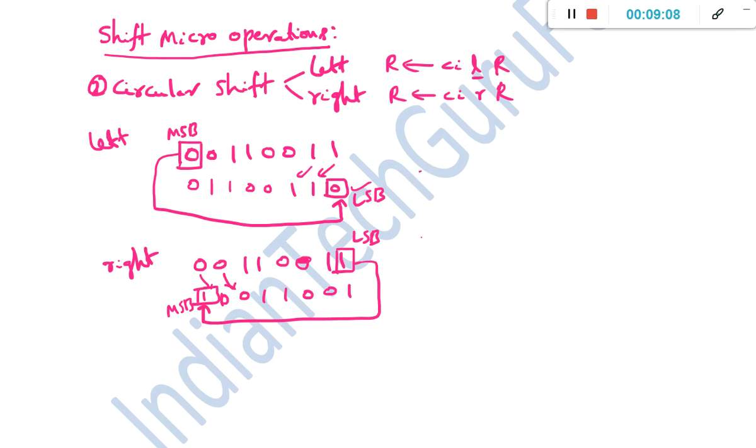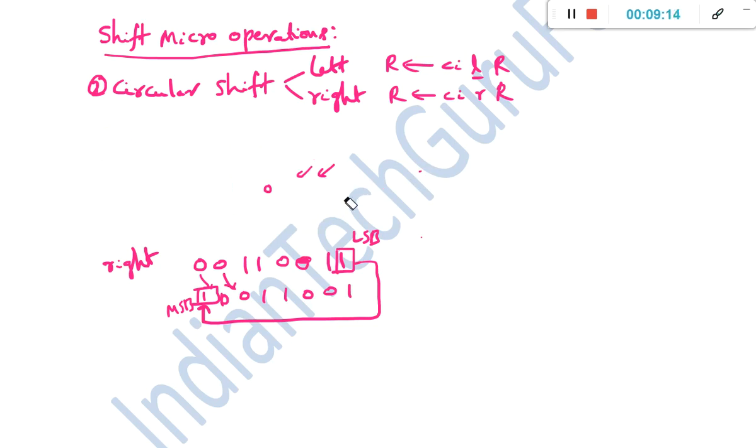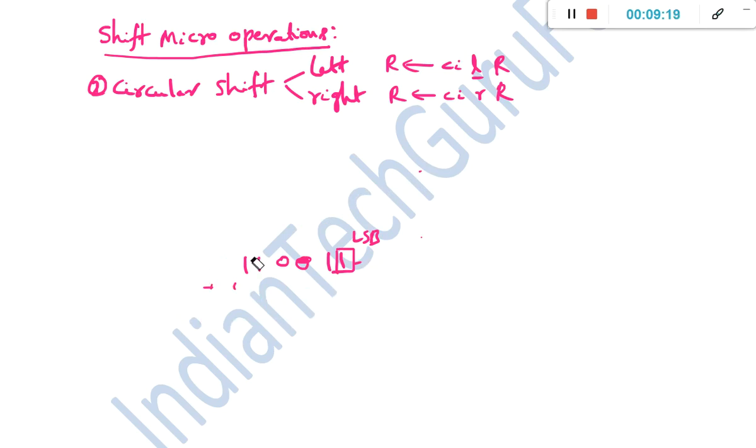Now let us consider the third operation. The third one is arithmetic shift operations. As far as the logical shift operations and the circular shift operations are concerned, we need not worry about the sign bit, because we are not going to consider the values. Whereas as far as arithmetic shift operations are concerned, we need to consider the sign bit also. That is very, very important.